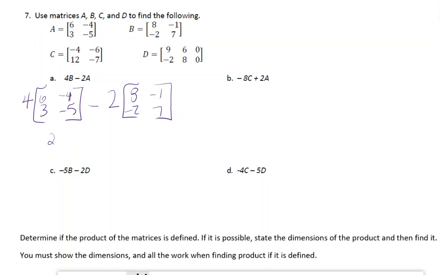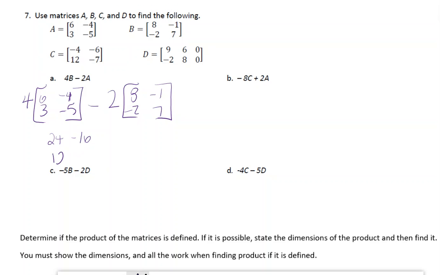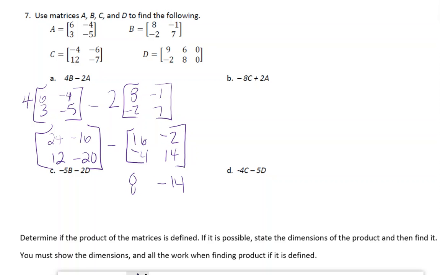So now from here I'm going to get 24, -16, 12 and -20, respectively, minus 2 times, oops, not 2 times, let me try that one again. 24 minus 16, get that answer, and it's going to be an 8. -16 minus a minus 2 is going to be a -14, because minus a minus becomes a plus. 12 minus a minus 4 becomes a 16, and -20 minus 14 becomes a -34. And there's my wonderful answer.